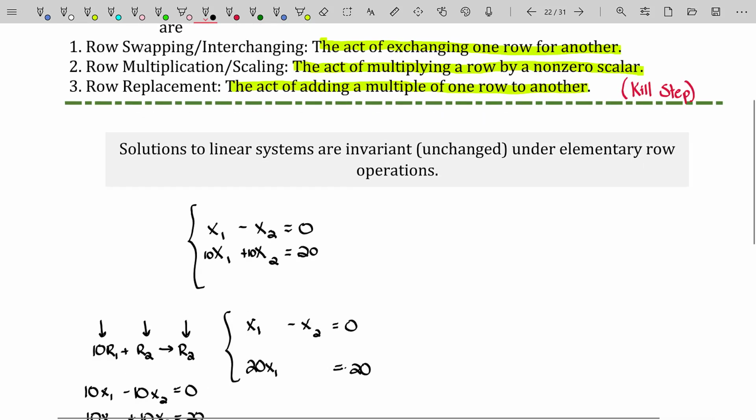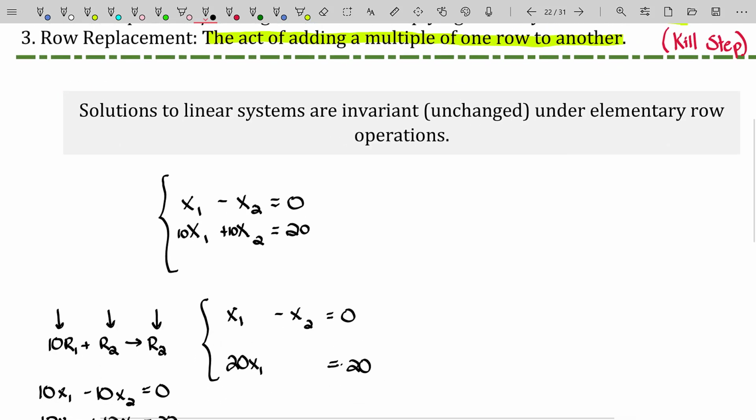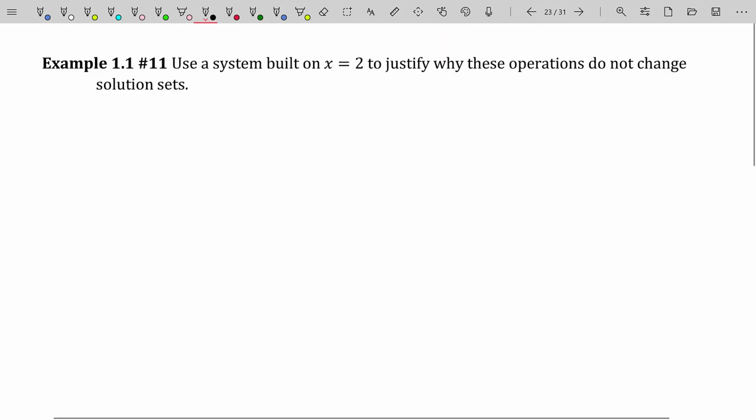So again, as I said a few moments ago, solutions to linear systems are invariant, or unchanged, under elementary row operations. You have to keep those three elementary row operations in mind at all times because you're going to be using them quite often. You can swap rows, you can multiply a row by any non-zero constant, and you can add a multiple of one row to another row.